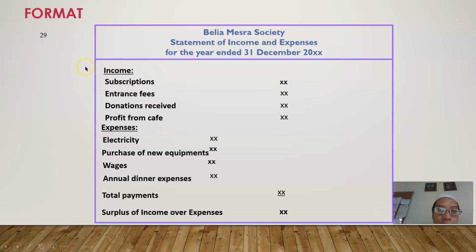This is a sample format of the statement of income and expenses. On top here is the income section. It has items such as subscription, which is attributed to the current year, entrance fees, donations received, and profit from cafe. Then income minus expenses totals up all of the expenses. If the income is more than the expenses, it will be surplus of income over expenses. If the expenses are more than income, it will be excess of expenses over income.